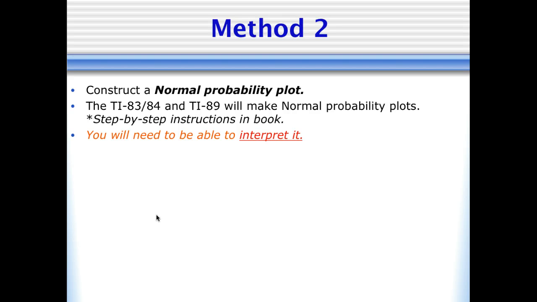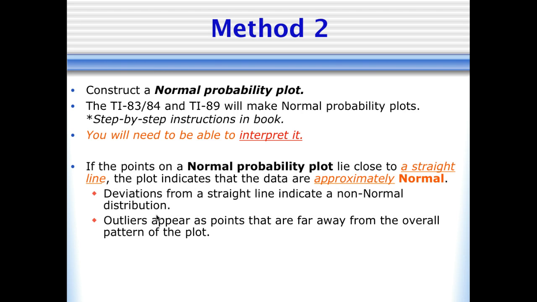The key is being able to interpret these plots once you construct one. If the points on the normal probability plot lie close to a straight line, the plot indicates the data is approximately normal. Deviations from a straight line indicate a non-normal distribution. Outliers also appear as points that are far away from the overall pattern.